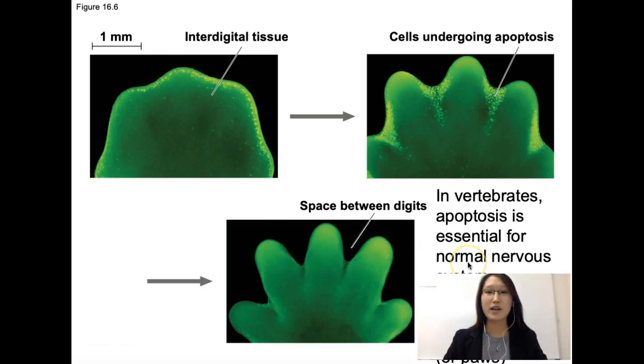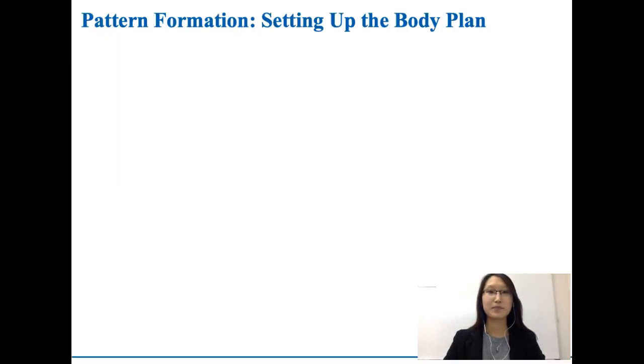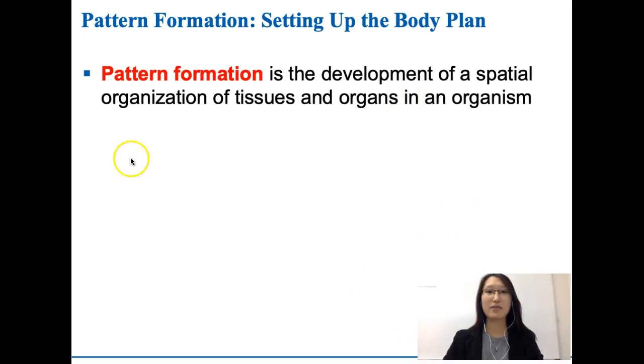So apoptosis is also essential for the normal development of the nervous system, as is said right here, and is important for the morphogenesis of hands and feet. So remember, morphogenesis is the formation of your 3D body shape and every part of your body, your tissues and organs and organ systems. Pattern formation is the setting up of the body plan. It's the development of the spatial organization of tissues and organs in an organism, right?